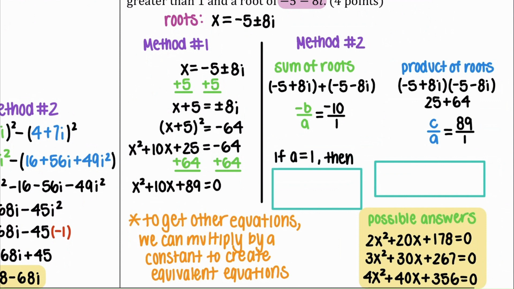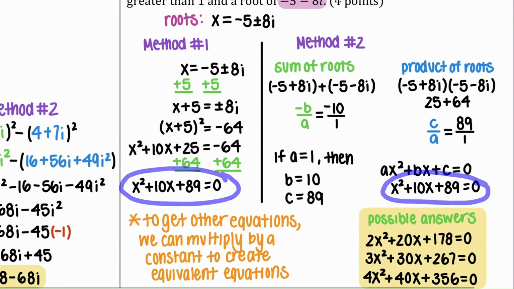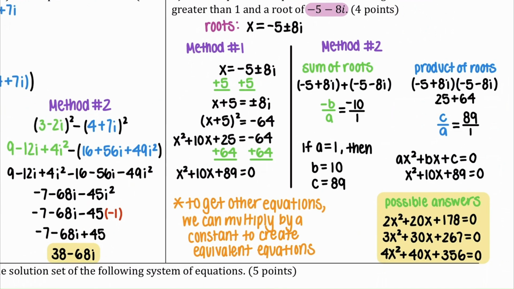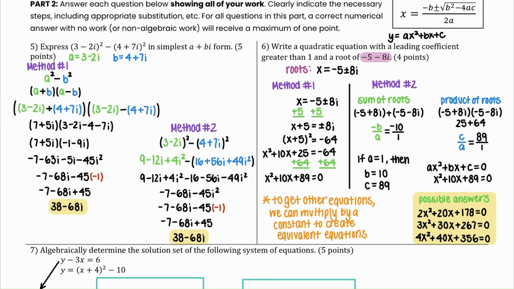So therefore, if a is 1, then we can say that b is, in this case, positive 10, because we have to remember this has negative b. If negative b is equal to negative 10, then b itself is just 10. And then looking at our product of roots, this tells us that c is equal to 89. So that is our final answer. Substituting in all a, b, and c gives us the same answer that we got from before. And once again, to generate more possible answers, we just have to multiply by some sort of constant to create equivalent equations.